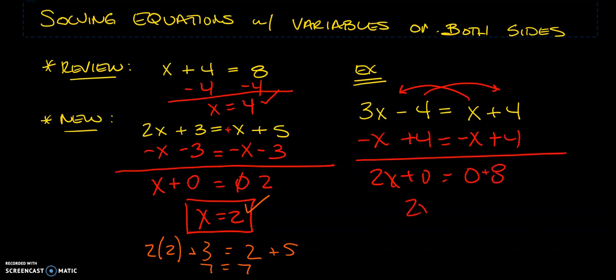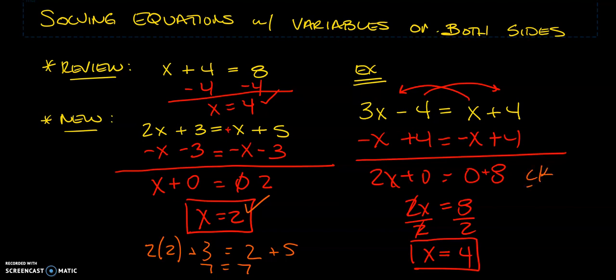And so there I'm going to have 2x equals 8. Well, I'm not solving for 2x, I'm solving for x. So I want to get x by itself. 2 divided by 2 is 1. So that leaves me with an x by itself. 8 divided by 2 is 4. Because remember, what you do to one side, you have to do to the other.